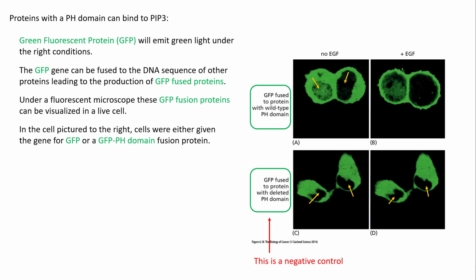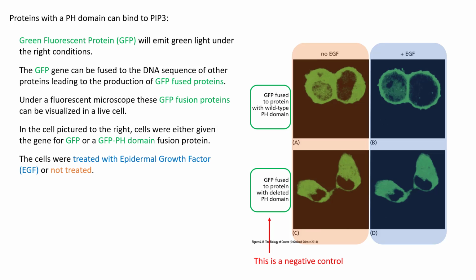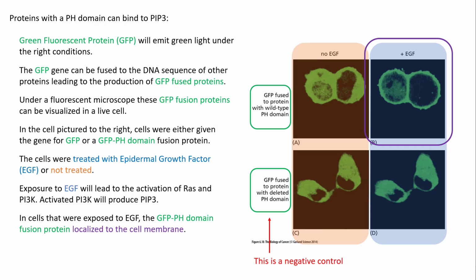The arrows are showing you the nuclei of these cells, since the GFP fused protein is cytosolic and should not appear in the nucleus. The cells were treated with epidermal growth factor or not treated. Epidermal growth factor will activate the RAS pathway, including the PI3 kinase pathway. Activated PI3 kinase will produce PIP3. In cells that were exposed to EGF, the GFP PH domain fusion protein localized to the cell membrane because you have PIP3 now on the cell membrane, and the GFP PH domain fusion protein will bind to those PIP3 molecules in the cell membrane through the PH domain.